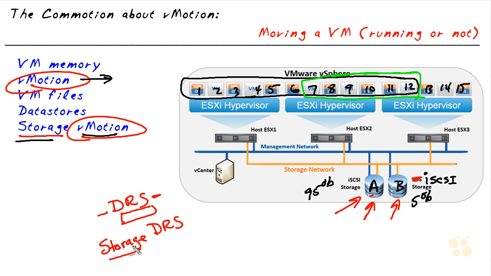It can take a look at all the data stores in something referred to as a data store cluster, a group of data stores, and it can, on its own power, dynamically move the files, the hard disk and config files for virtual machines from a very overused data store to a less used data store. And that can be done dynamically with storage DRS.